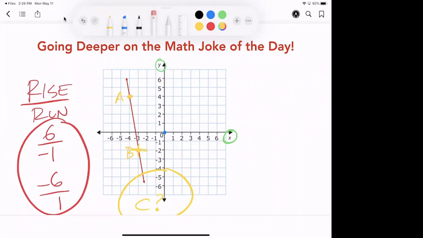What I want you to see, so our slope is, again, we know, -6/1. So if I was at A, follow me along for a second. We know we're going to go down 6: 1, 2, 3, 4, 5, 6. And then we're going to go to the right 1. So if I wanted to find C, I'm going to do the same thing. Go down 6: 1, 2, 3, 4, 5, 6. And go to the right 1.